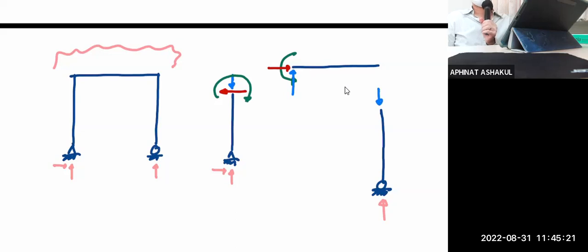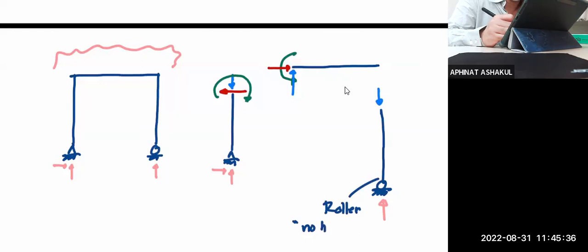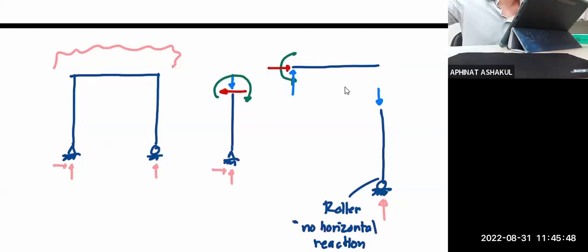What's the meaning of this? Remember that this is a roller. No horizontal reaction. Correct? Meaning when you try to solve your structure and you arrive at this joint and you have the horizontal force at this joint, what's the meaning of it? Yeah, this column will become unstable.